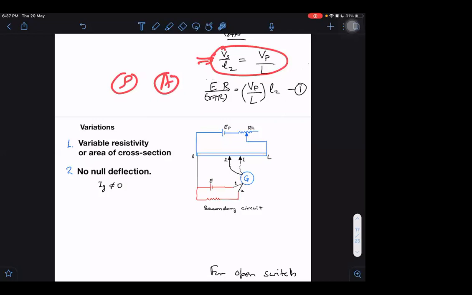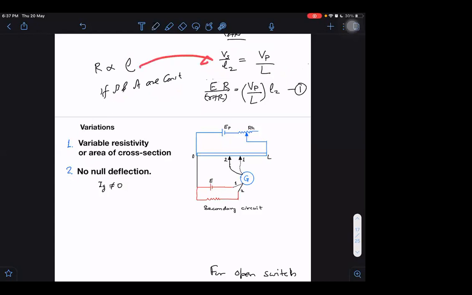In the morning class, I have explained it. If area is the same, then we can say resistance is proportional to length. Resistance is only proportional to length if other things are constant, if rho and area are constant. Therefore, I could use this equation only subject to the condition that resistivity and area are constant. If they vary, then I will have to first find out what is the resistance as a function of x distance.